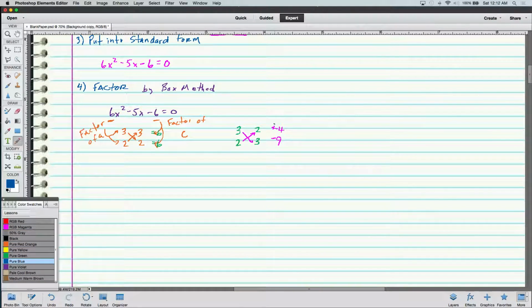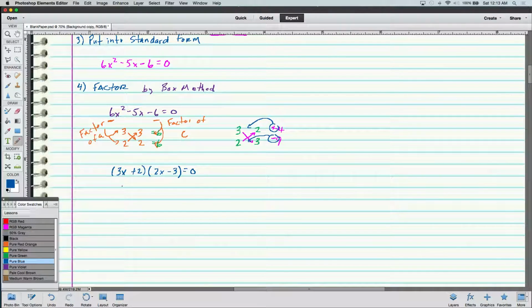So all we need to do is take our signs, plug them in between our two numbers, and now we have our expressions. The x's go with the first column, so 3x, and we put a plus in between here, so 3x plus 2. And then here we have a 2, so 2x. And we have a minus sign in between this, 2x minus 3. And these are our two factors.